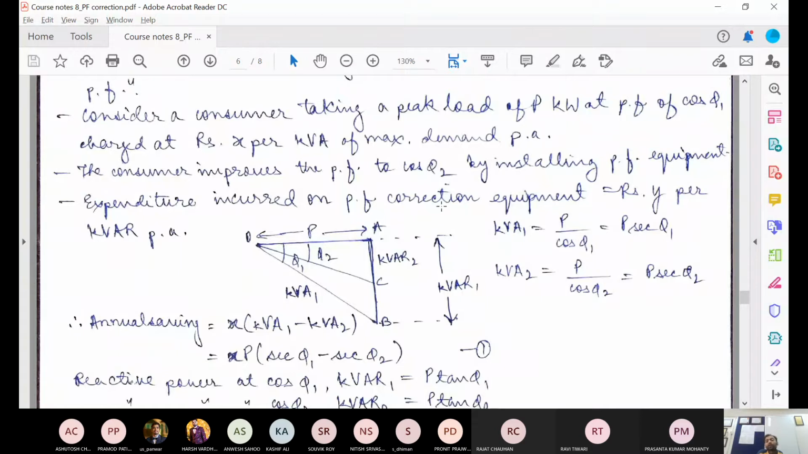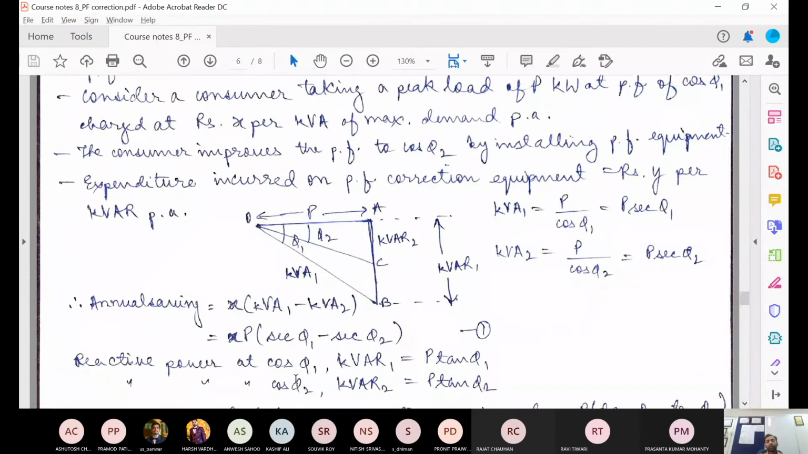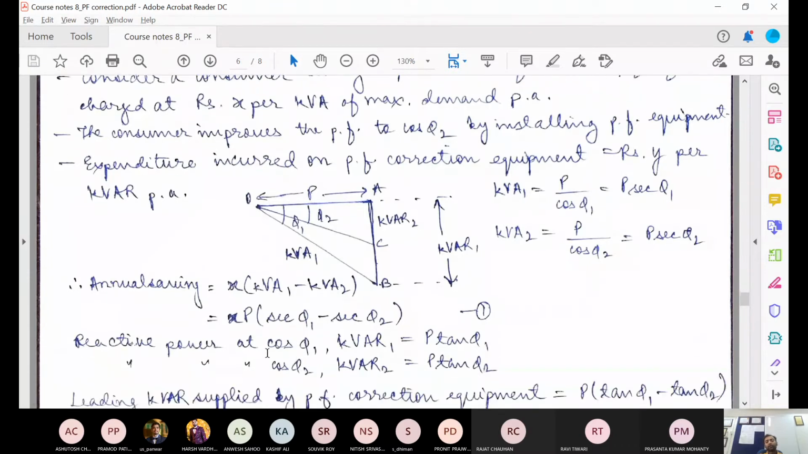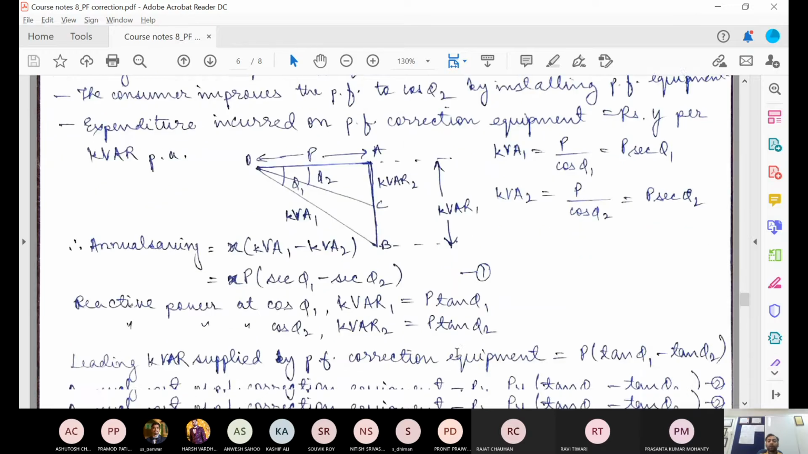Now let's look at the other side, in terms of the investment needed for your power factor correction equipment. So the reactive power with power factor angle phi 1, in the bigger triangle, we can write this kVAR1 as P tan phi 1. And when you improve it to power factor angle phi 2, in the smaller triangle OAC, you can write kVAR2 as P tan phi 2.